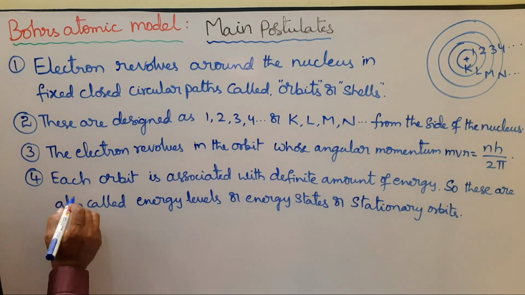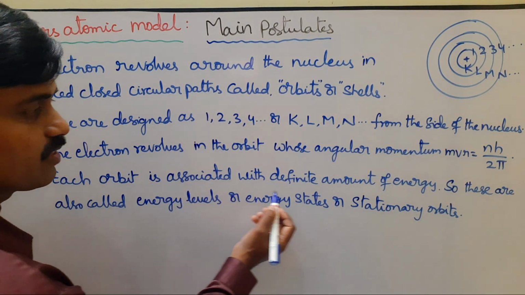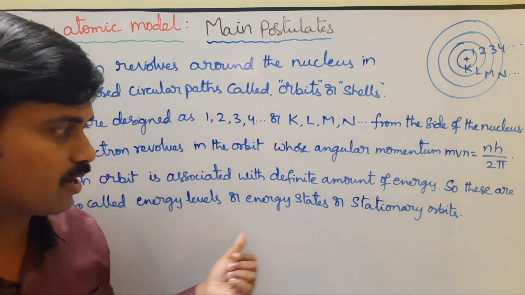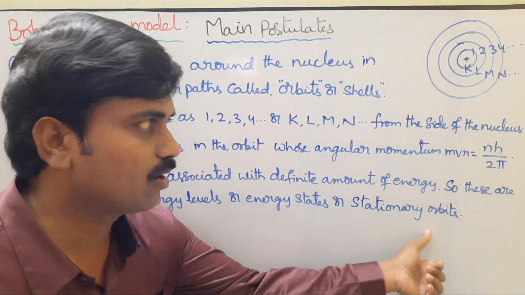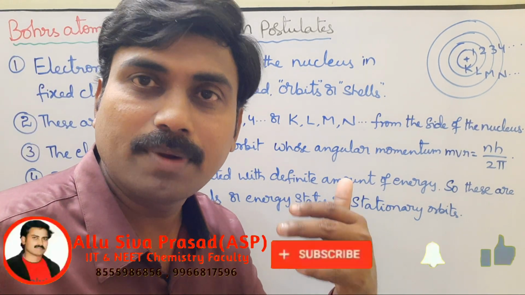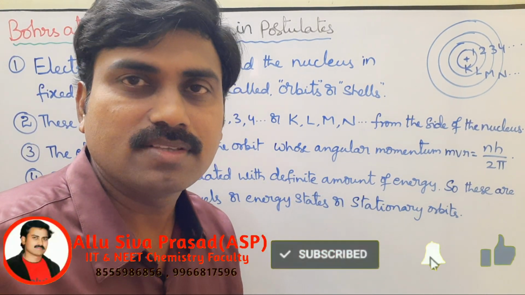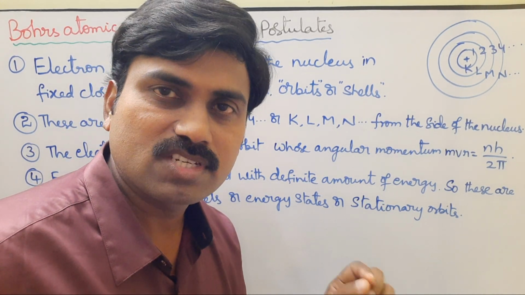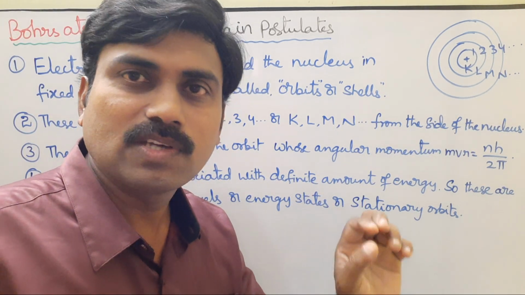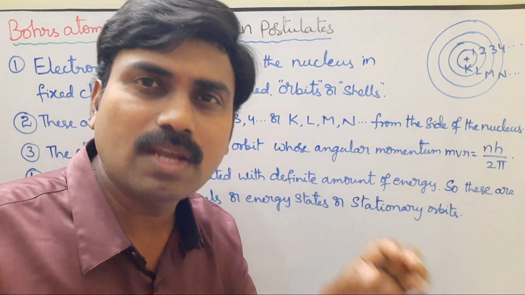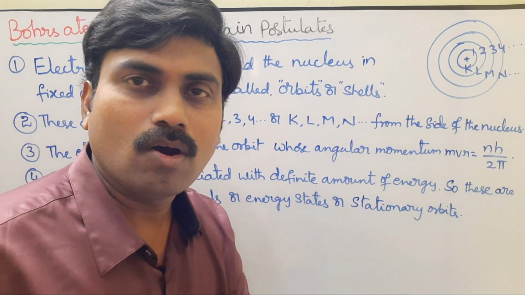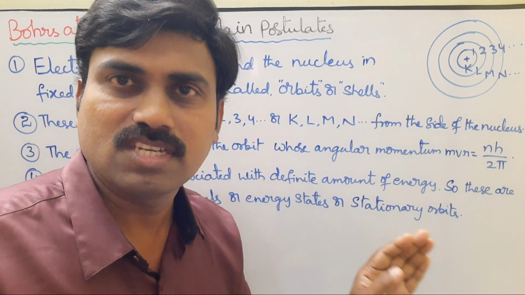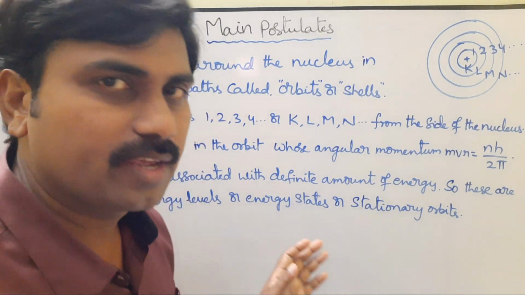Look at the next point. Each orbit is associated with a definite amount of energy. These are called energy levels, energy states or stationary orbits. Suppose the electrons of the second orbit have the same amount of energy. That's why they are called stationary states, stationary orbits or stationary shells. Each orbit or shell has some fixed amount of energy. That's why these are called stationary states or stationary orbits.